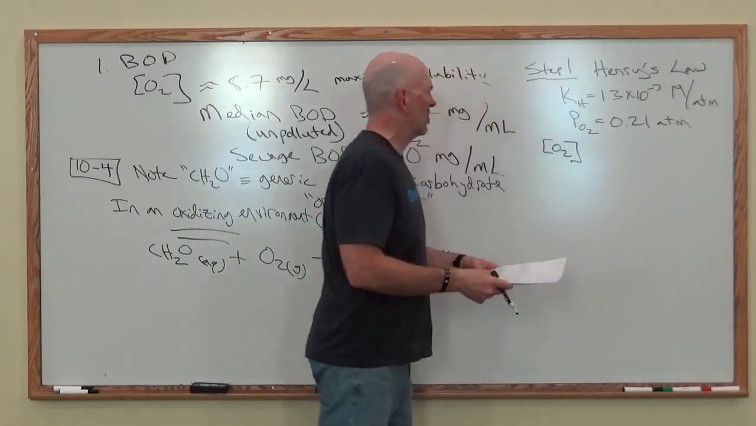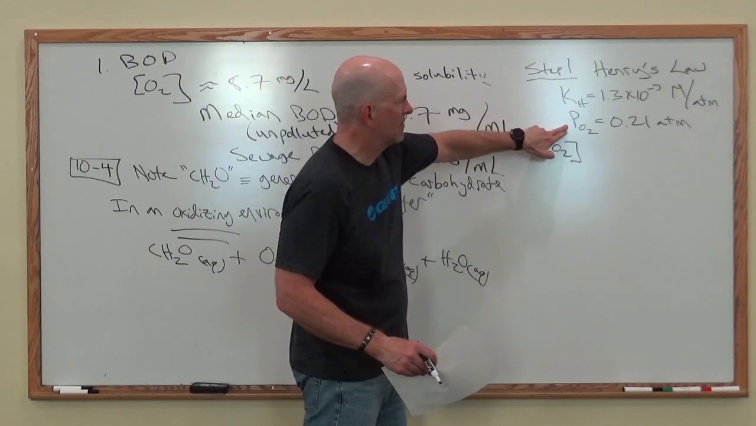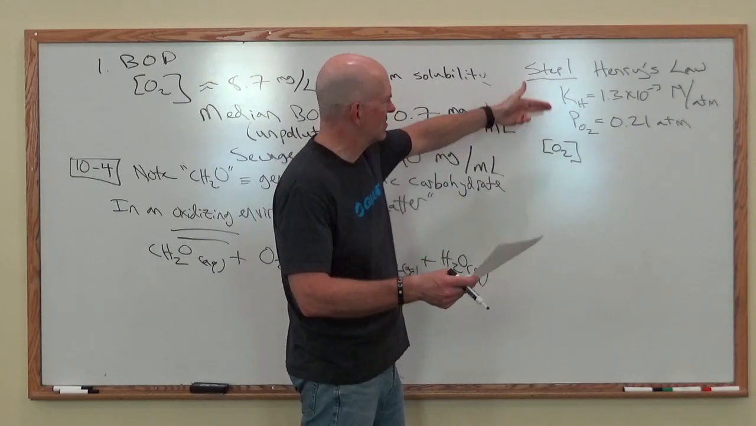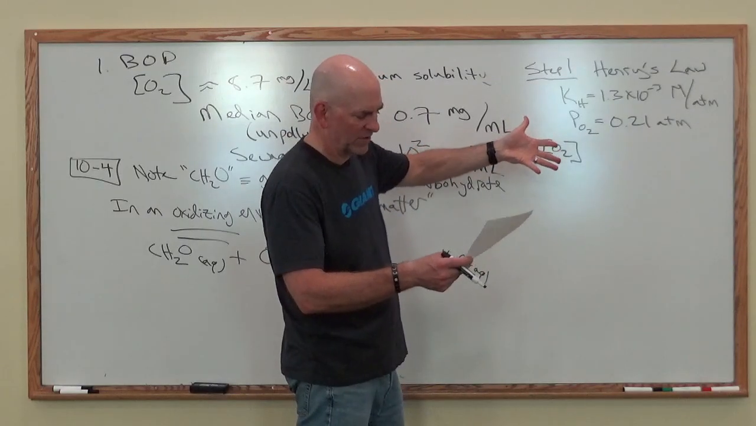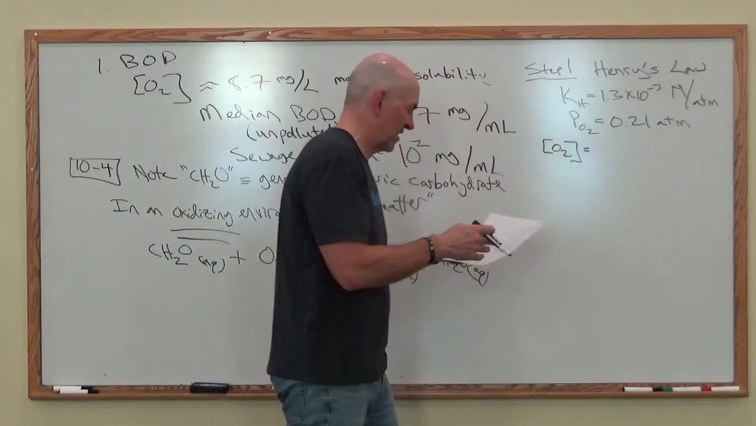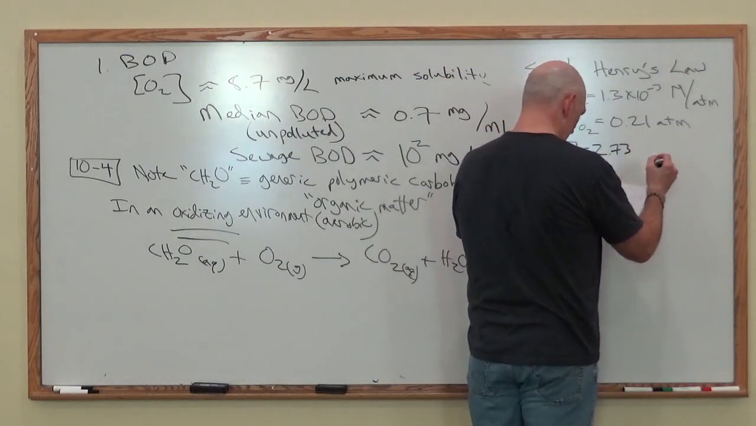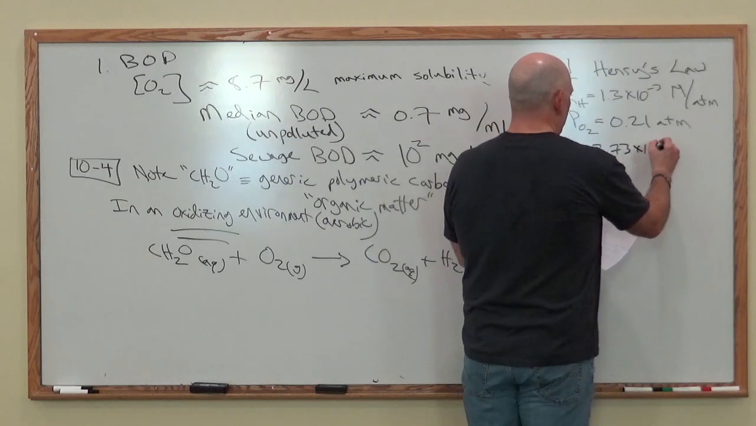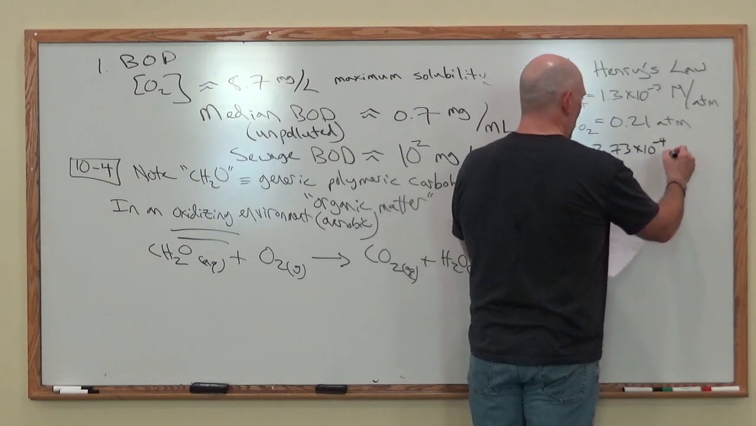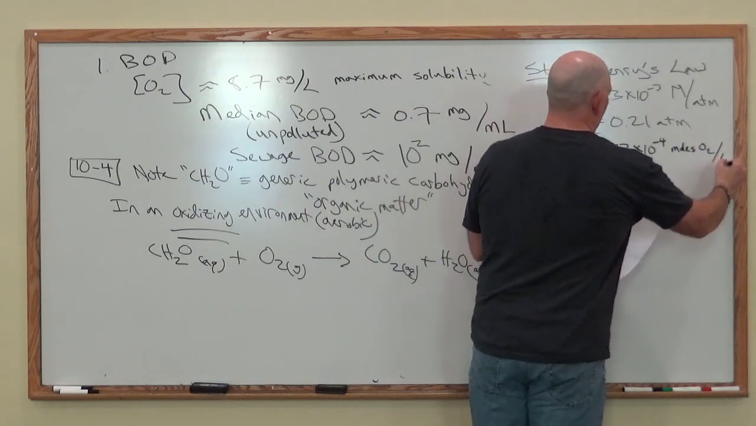And remember, Henry's law just says that the concentration of a dissolved species in aqueous solution is Henry's law constant times the partial pressure. Just multiply those two numbers. You've seen that done before. Do that yourself, just multiply them, and you end up getting 2.73 times 10 to the minus fourth moles of O2 per liter.